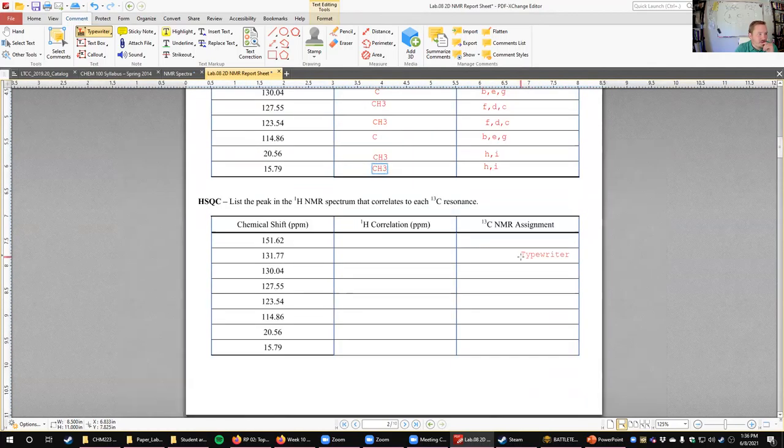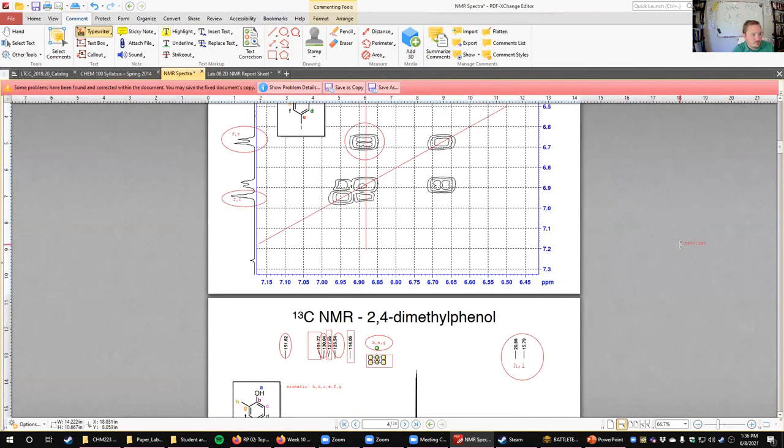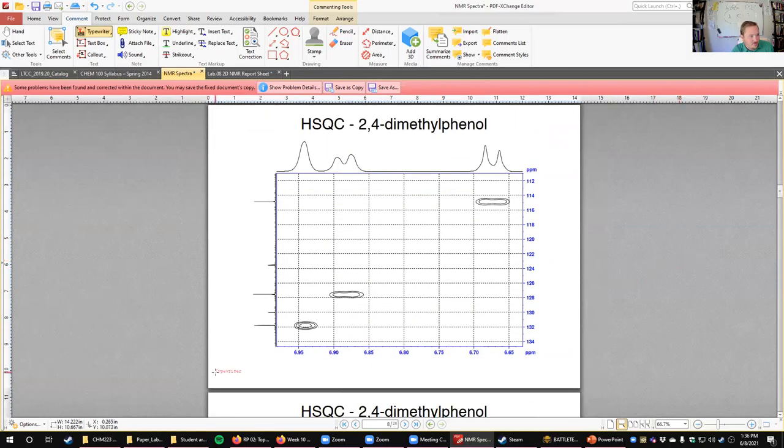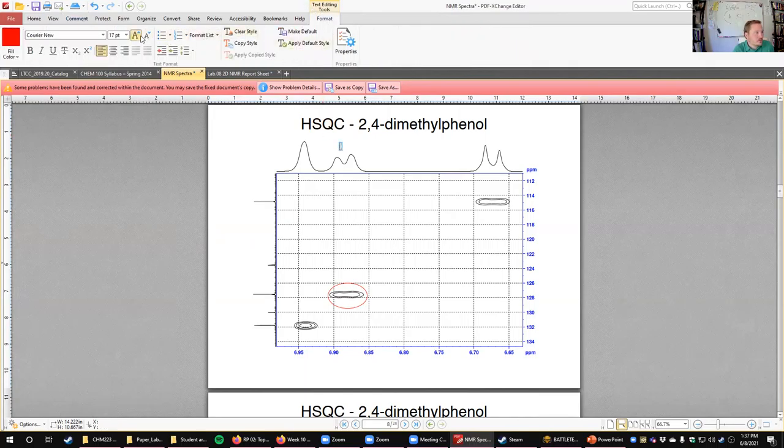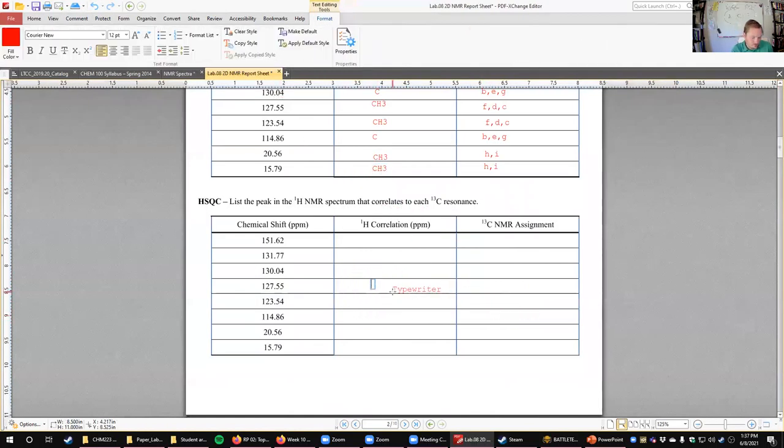We know that D shows up at 6.88. So that means that the hydrogen that goes along with it also shows up at 6.88. When we go down to the HSQC, we'll go to the zoomed in version. Here's our 6.88 signal. On one axis, you've got the carbon NMR, and on the other axis, you've got the proton NMR. So we know that 6.88 is D on the proton NMR. So that allows us to do an assignment for the carbon NMR as well. We know that the signal at 127 has to be carbon D.